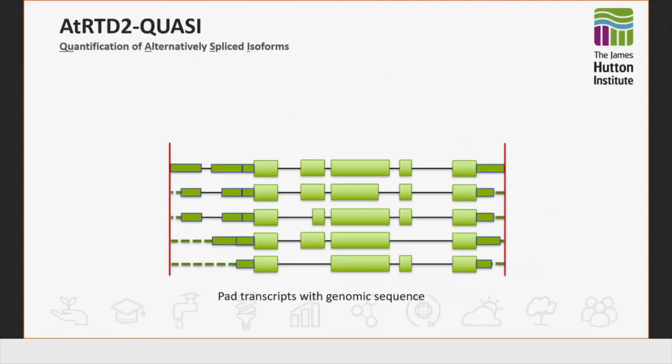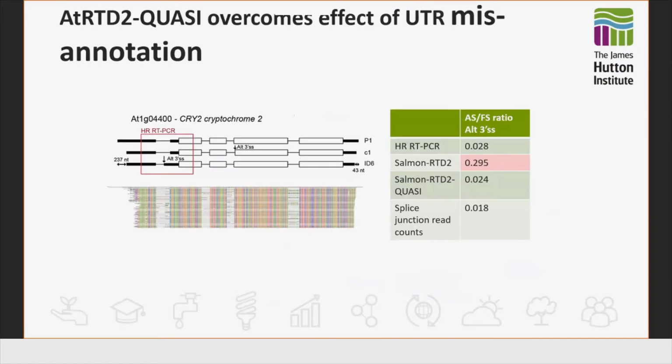So what we came up with is the so-called ATRTD quasi, that's quantification of alternatively spliced isoforms. We padded the transcripts with the genomic sequence so that all the genes start and end at the same genomic location. That was designed specifically for quantifying the transcript isoforms. You can see one validation here for this gene. We have an alternative splicing event over here.